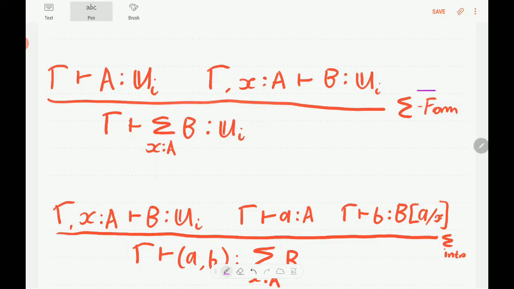So firstly, we have a sigma formation rule, which tells us how we can actually form these types. It's basically saying that if we have a type capital A and a type family B, which may depend on a variable X of type A, then it follows that we have this type, which is called sigma X in A of B. We're denoting that that's a type because we're saying that it's a member of our i-th level type universe. And we can use this rule for any i. Now, this is basically how we form the type.